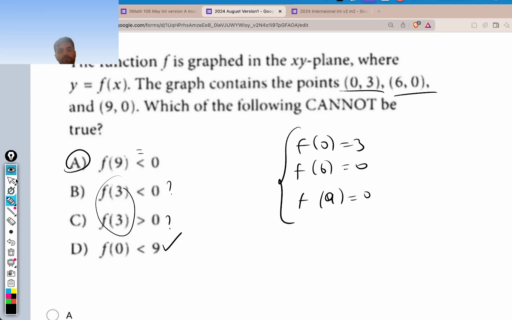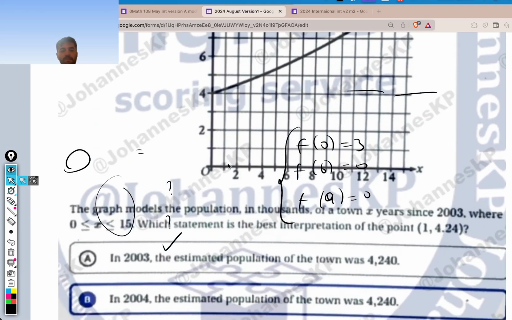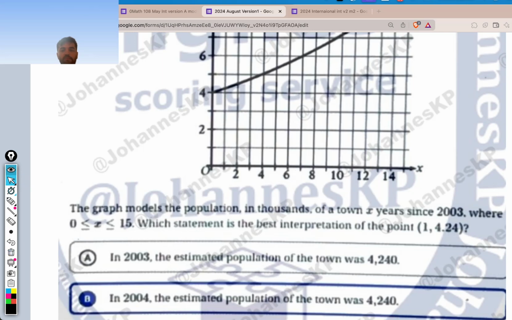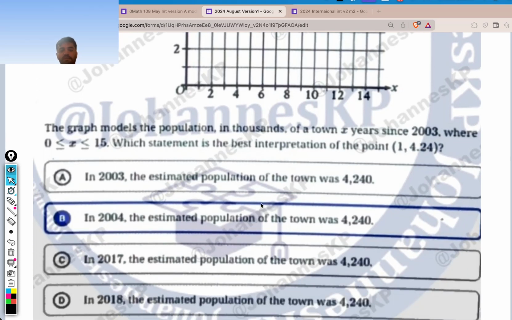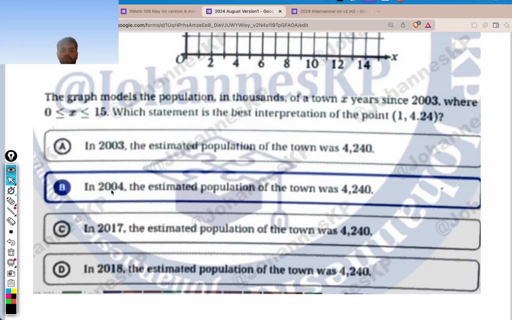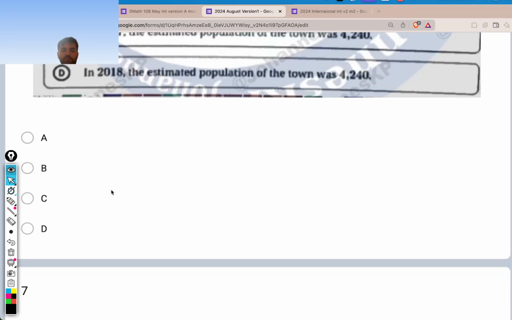6. It asks what is the meaning of 1, 4.24. You can see x is 1 and it is 1 year after 23. 1 year after means that it is B, like this. So the answer will be B here.